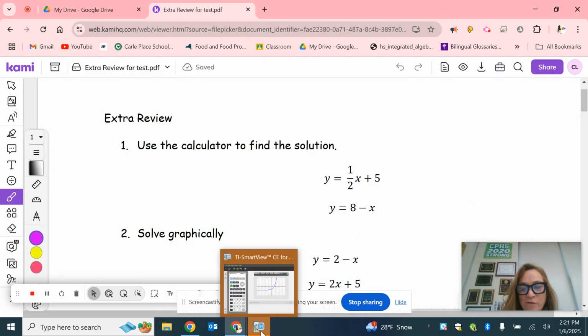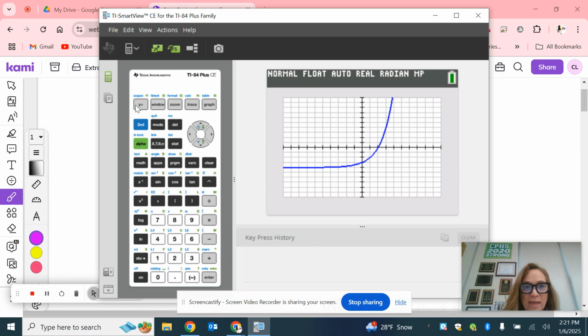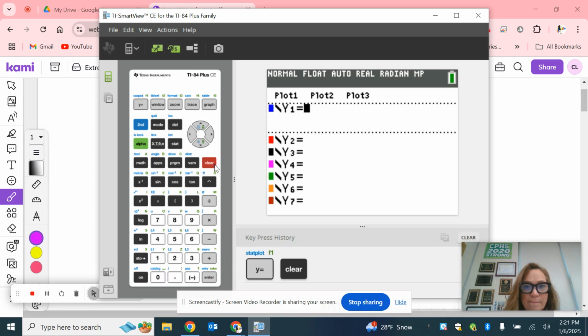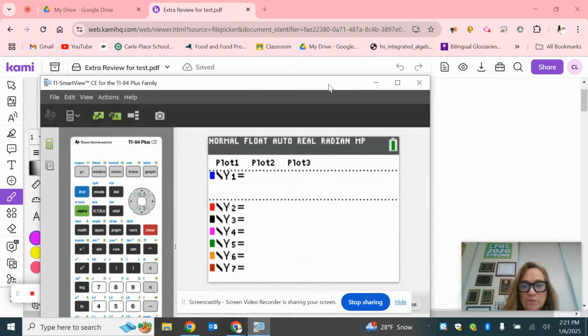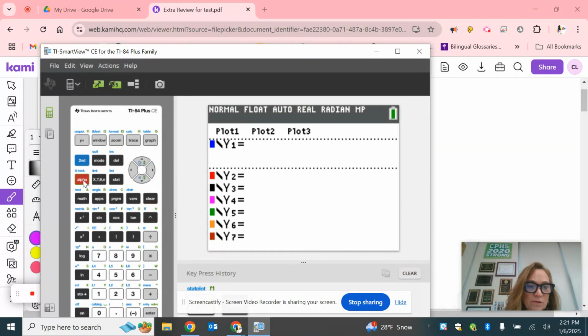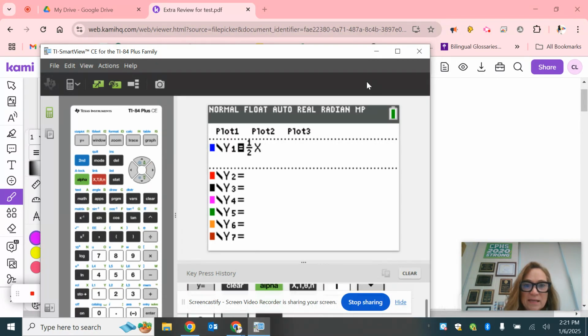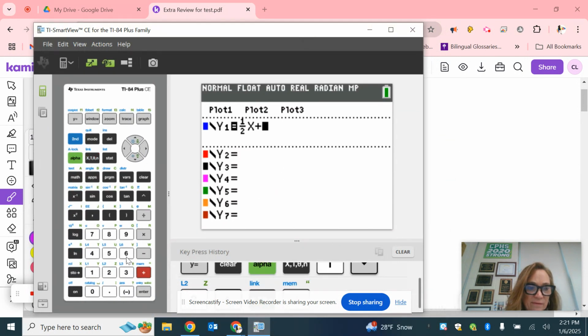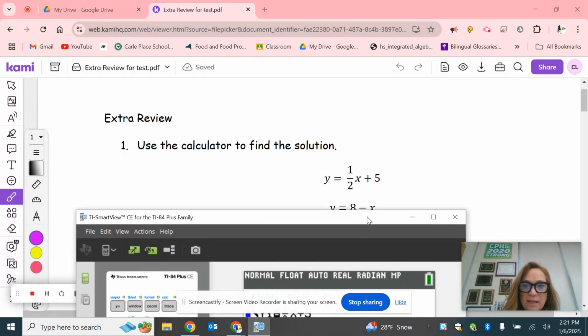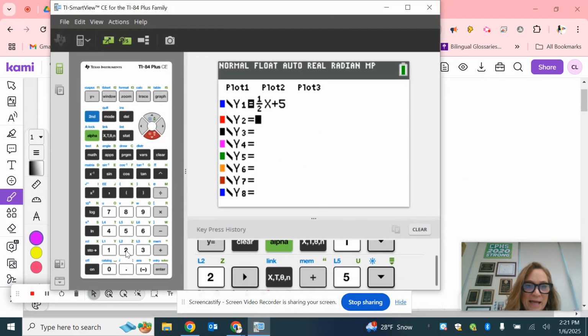So I'm going to go to my graphing calculator, and I'm going to go to y equals, and I'm going to type the equations in. And luckily, they're in y equals form, so that's easy to do. So alpha x to get the fraction, and then 1/2 x, add 5, and then the other equation is 8 minus x.